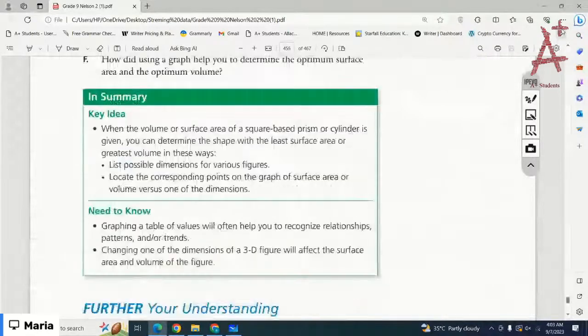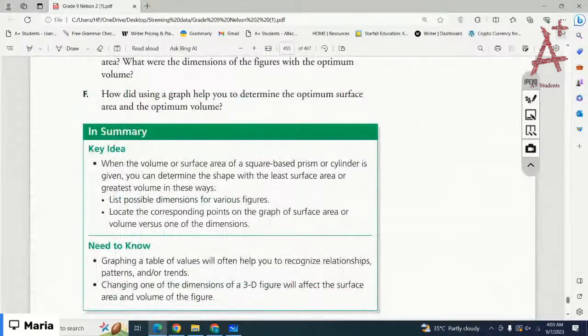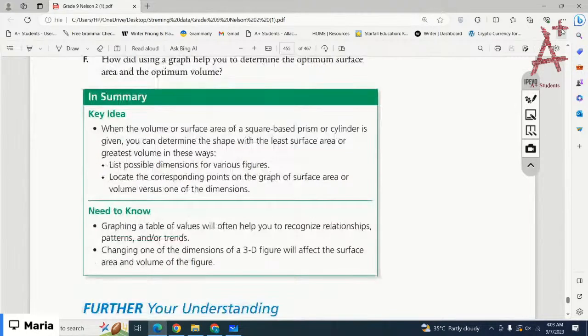When the volume or surface area of a square-based prism or cylinder is given, you can determine the shape with the least surface area or greatest volume in these ways. List possible dimensions for various figures. Locate the corresponding points on the graph of surface area or volume versus one of the dimensions. Graphing a table of values will often help you to organize the relationship patterns or trends. Changing one dimension of a 3D figure will affect the surface area and volume of the figure.